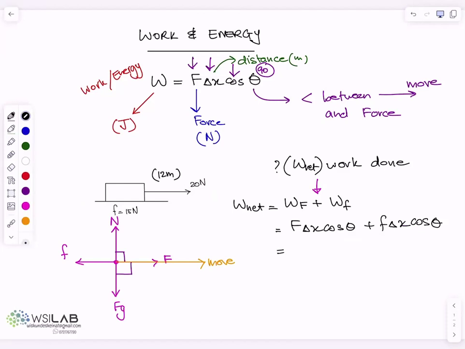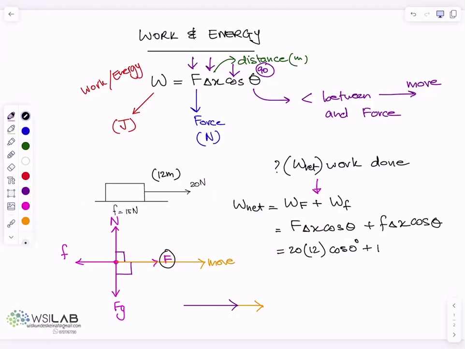Okay, now look at the following. The applied force is 20 newtons over a distance of 12 meters, and cos 0 degrees because the angle between this force and the movement is 0 degrees. Can you see that, everyone? Yes, sir. The movement is in that direction. The force is exactly in the same direction, so there's no angle between them. The angle between them is 0.